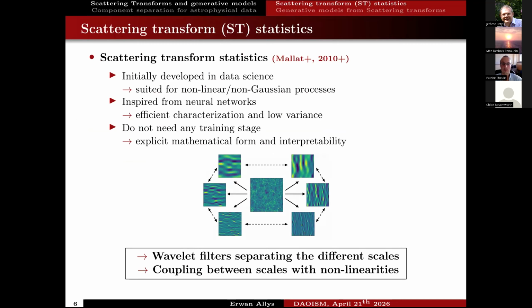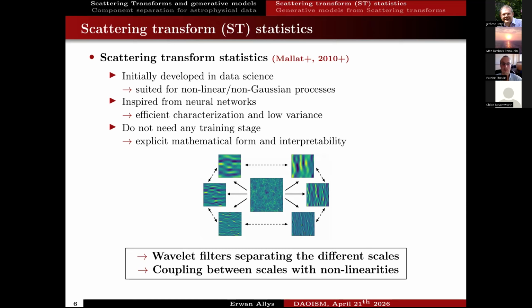And they were initially developed in data science to try to understand why neural networks were so good at characterizing structures in images, and to what extent we could take inspiration from them in order to construct summary statistics, like the power spectrum that you can write explicitly, but that would be extremely good at characterizing complex structures, okay? And so it led to a set of statistics, the scattering transform, which are extremely efficient at characterizing structure in non-Gaussian processes, and still have low variance.